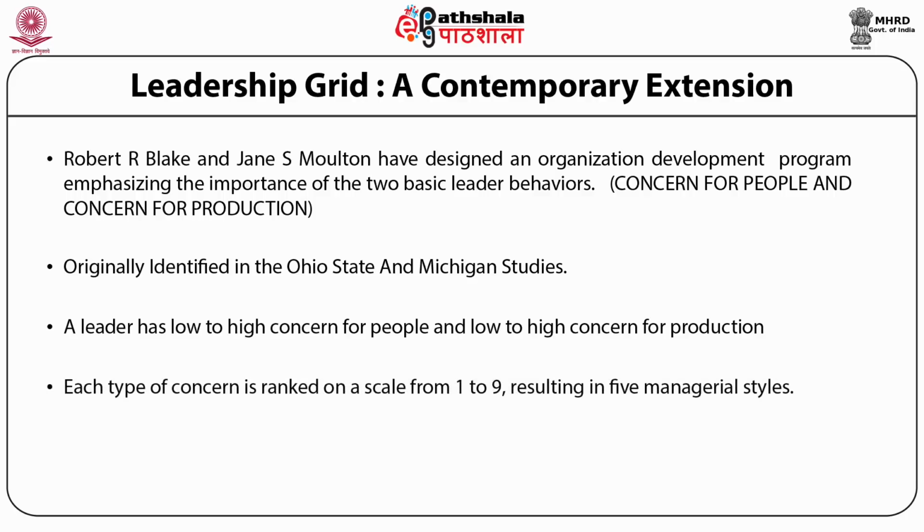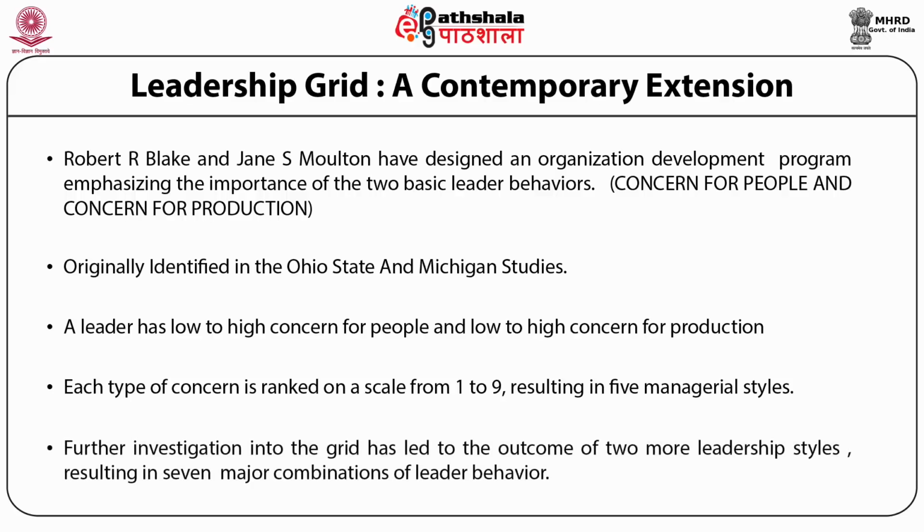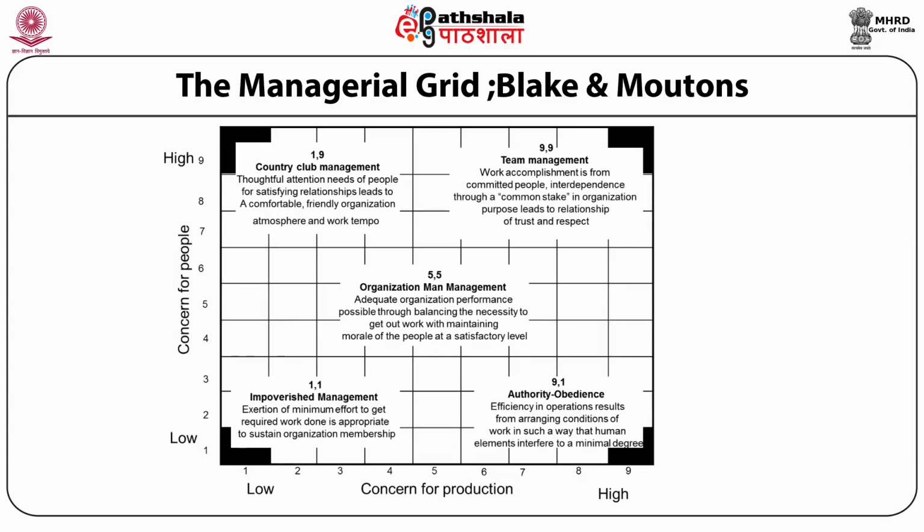Now, each type of concern is ranked on a scale from 1 to 9, resulting in 5 managerial styles. Further investigation into the grid has led to the outcome of 2 more leadership styles, resulting in 7 major combinations of leader behavior. The managerial grid, as given by Blake and Moulton, shows the concern for people on the x-axis and the concern for production on the y-axis. Here, the concern for production or people is either high or low.